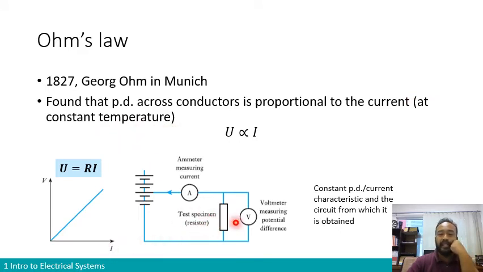So what happened is that he set up this experiment. He had a certain conductor connected to a power supply, a voltage supply. And basically he varied the value of the voltage supply. As voltage varies, he remarked that current also varies proportionally. So voltage is proportional to the current, and that coefficient of proportionality is what we call today resistance. Okay, so a constant potential difference over current characteristic is what we see in this figure over here, and this is the circuit from which it could be obtained.